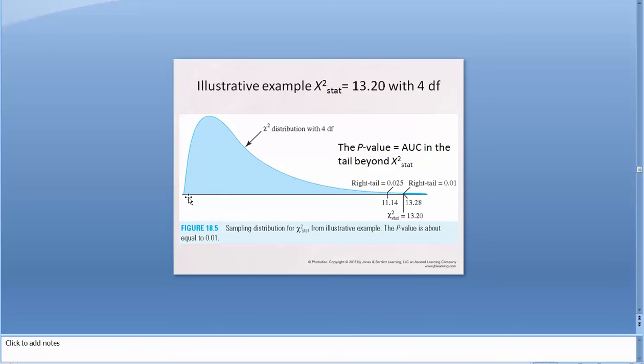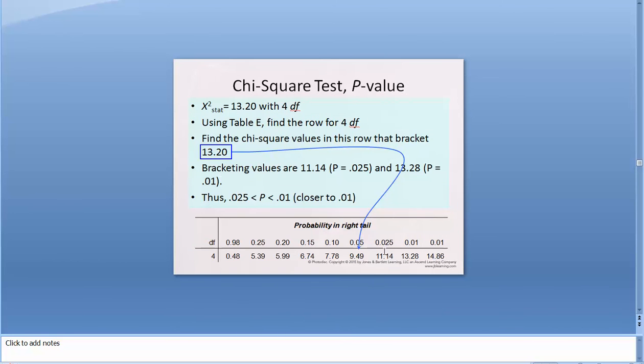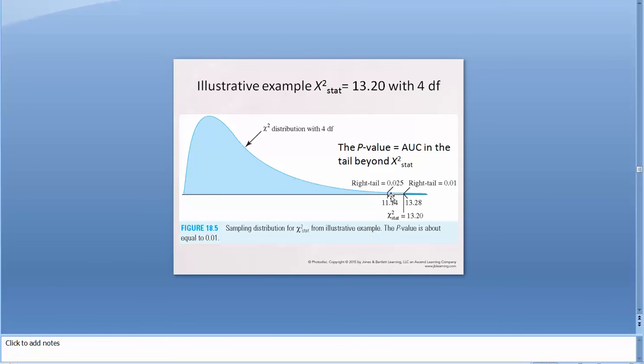Okay, so here's the chi-square shape. Chi-square is not symmetric. It has a mound a little bit to the left. Now if you go back to that table in here, see, look, you have 11.14, the right probability is 0.025, so that's what they have put in here. So for 11.14, the right tail is 0.025, for 13.28, 0.01, and the chi-square statistic we got, 13.20, should be somewhere here. Okay, so the p-value will be somewhere between 0.025 but very close to 0.01.